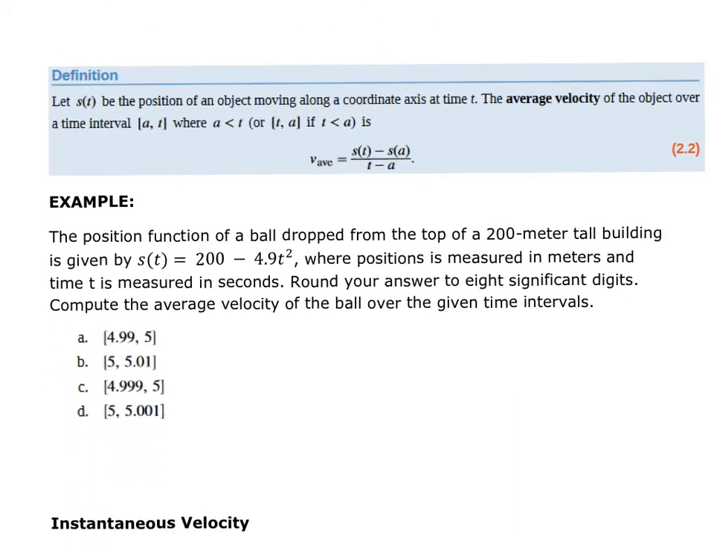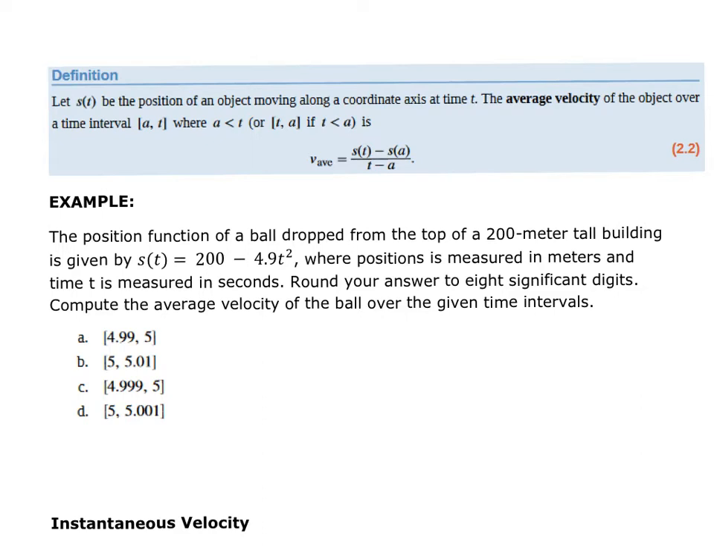So if we're trying to find the position of a ball dropped at the top of a 200-meter tall building, given by this equation, where this equation tells us where it is, how much it has traveled with respect to time. S is distance with respect to time, measured in meters. And we want to find out what it is between 4.99 and 5.